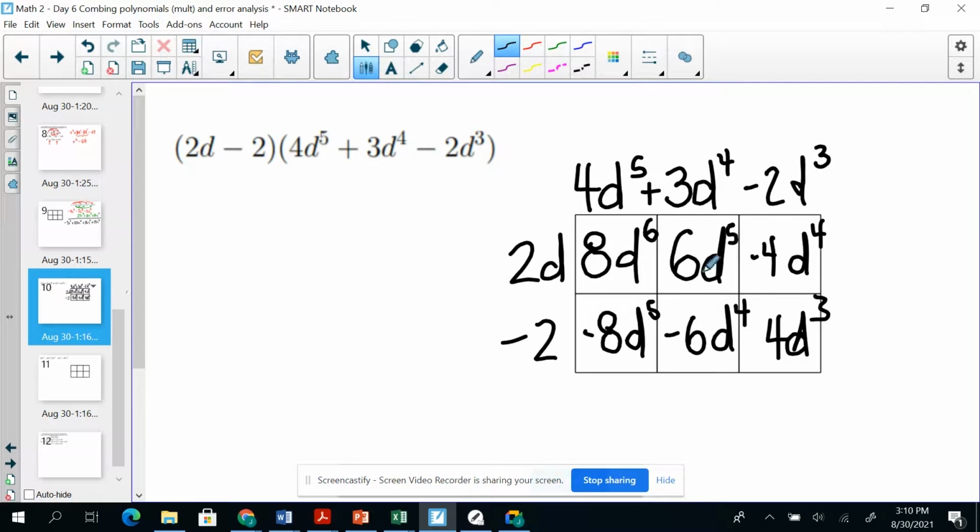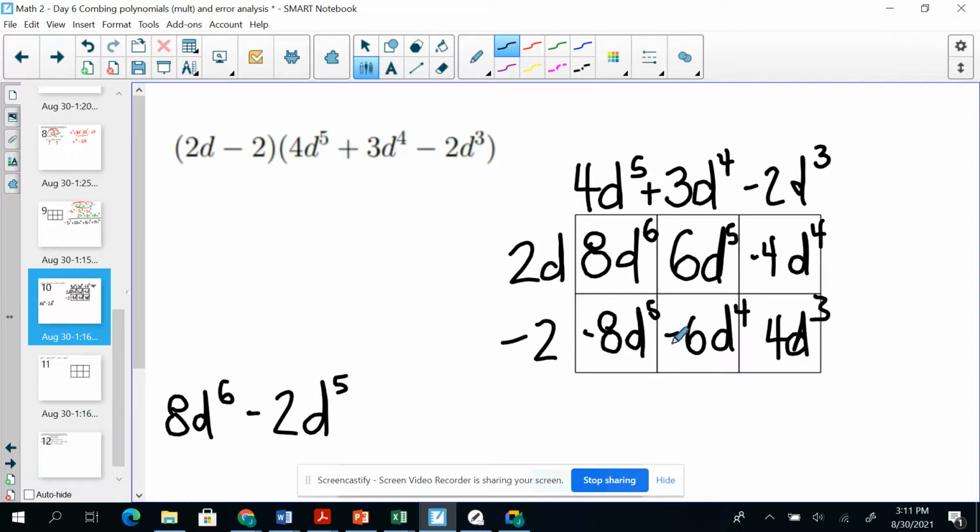Now you're going to combine your like terms and pull things out. Because this was 5, 4, 3, and this is 1 and none, that is in standard form. So again, you're going to find your like terms at the diagonals. So 8d to the 6th is our first term. Then we're going to combine our d to the 5th. I have the 8 and I have 6, so it's going to be minus 2d to the 5th.